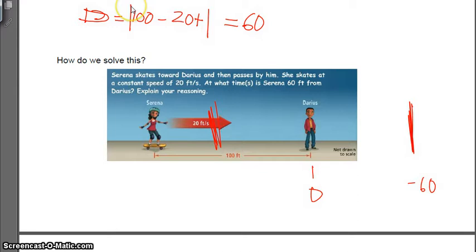So we can just use absolute values. And we can say the absolute value of 100 minus 20t is equal to 60. So take a moment, pause the video, try to solve that.